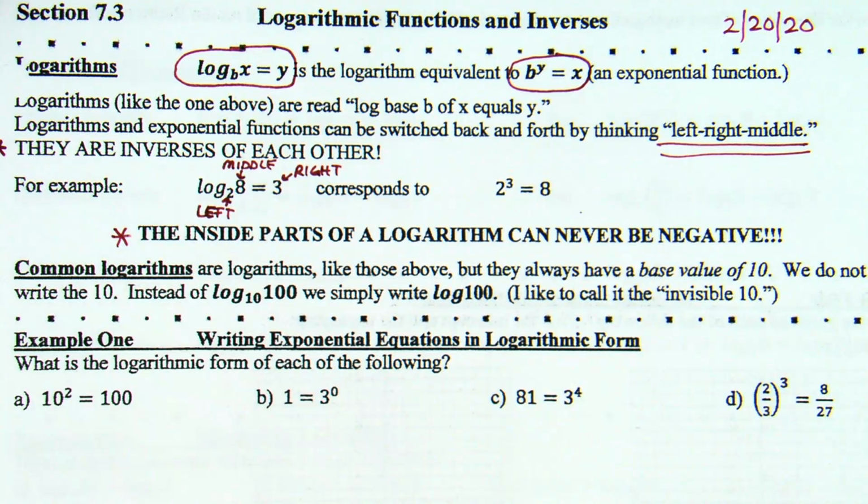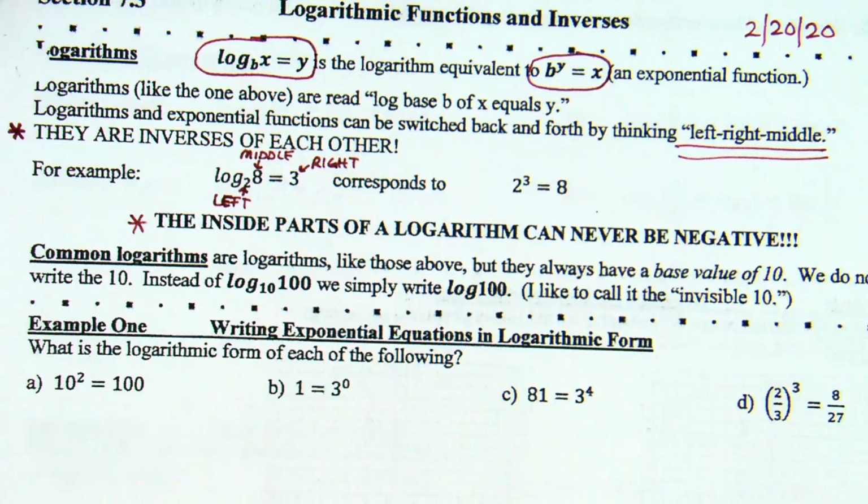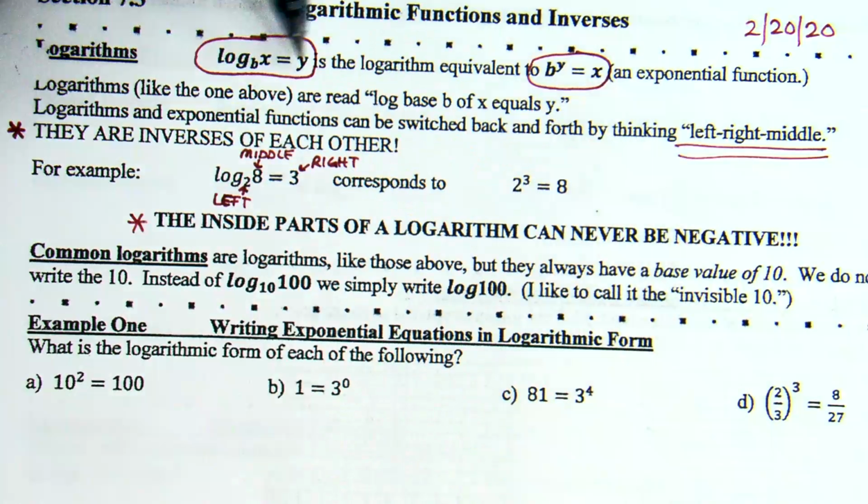Now, our job on example 1 is asking for what is the logarithmic form of each of the following. So they're giving me the exponential form. My job is to take it out of exponential form and put it into logarithmic form. So if you compare it to the top row of the notes, we're taking it out of b to the y equals x form and rewriting it in log base b of x equals y form. You're reversing the whole left, right, middle idea. We'll use left, right, middle down here in the next part, but we're reversing the left, right, middle.